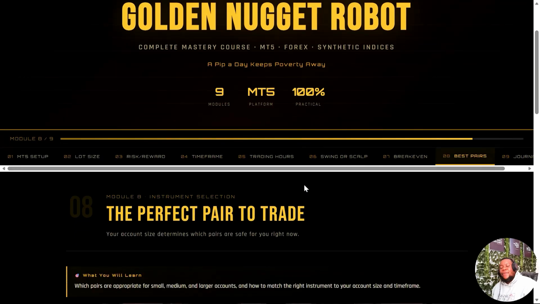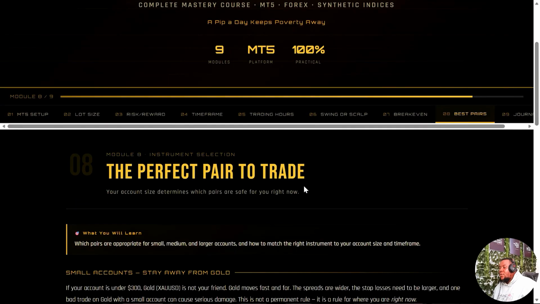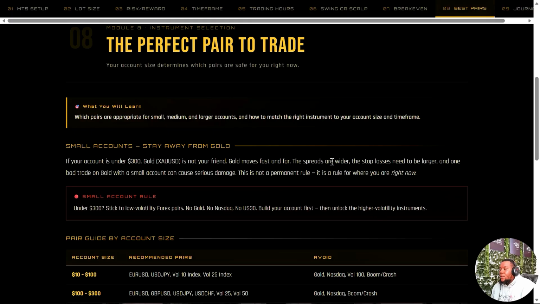The perfect pair to trade. Your account size determines the pair which is safe to trade, not the other way around. You do not determine it; your account size determines it. So, what will you learn in this module? Which pairs are appropriate for small, medium, and large accounts, and how to match the right instruments to your account size and time frame.